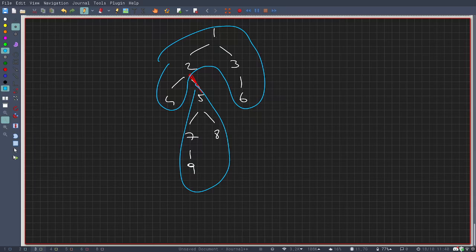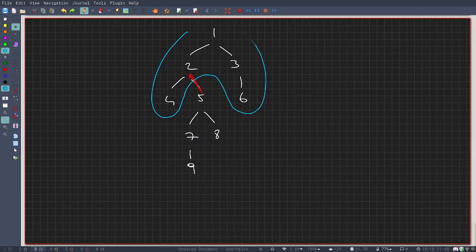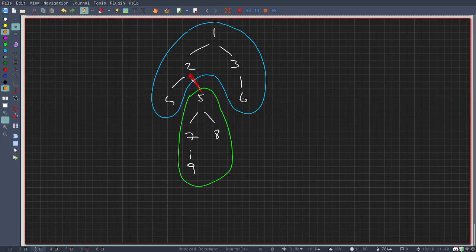Okay, if you choose one node from, let's use two different colors, if we choose one node from the blue component and one node from the green component, every path that passes through these two components should pass through the red edge, right? Okay, got it.